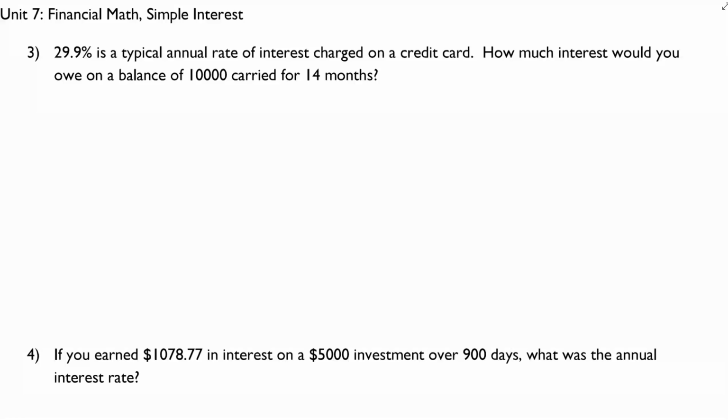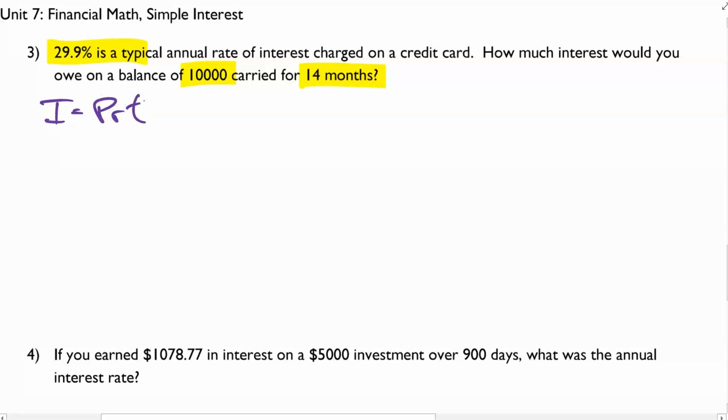29.9% is a typical annual rate of interest charged on a credit card. Okay, and how much interest would you owe on a balance of $10,000 carried for 14 months? Okay, so we are talking about simple interest because this is the simple interest chapter over here. So I want you to talk about simple interest. We are talking about the formula being I is equal to PRT, right? P times R times T.